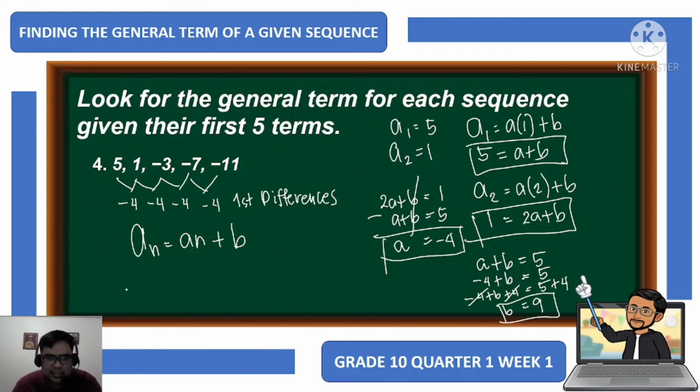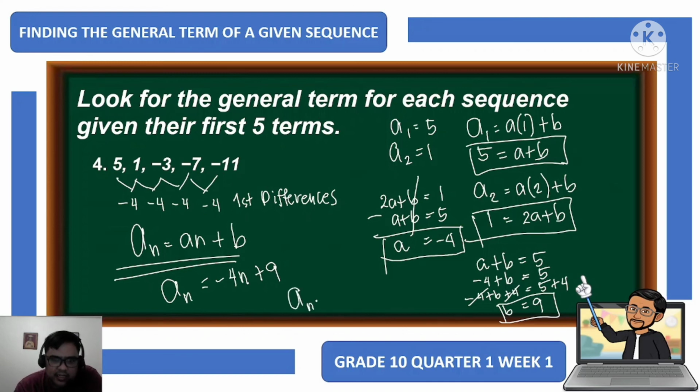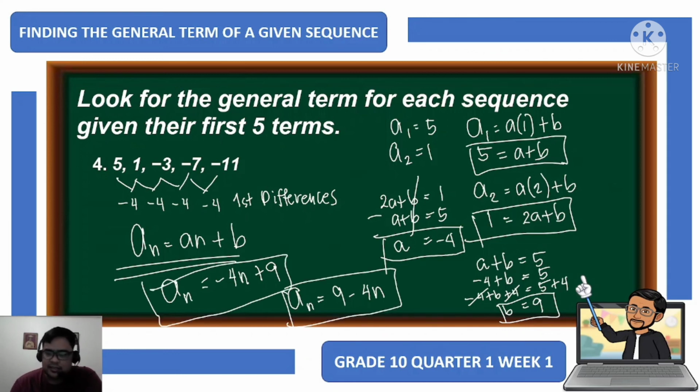Then, substitute lang natin siya dito. So, we know that a sub n is equal to a is negative 4, so negative 4n. Then, b is 9, so plus 9. So, if you want to rearrange, okay lang, kasi hindi pangit isulat kasi negative agad yung unahan. So, we can interchange. So, we can rewrite a sub n is equal to 9 minus 4n. Pareho lang din naman yan. Okay? So, that is the answer.